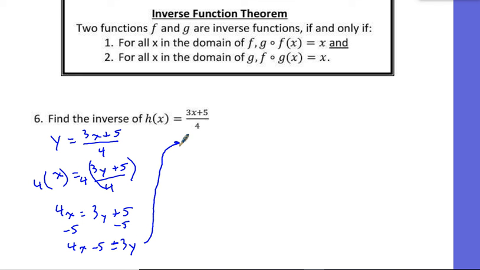I'll bring my work up here. Divide everything by 3 and have 4x over 3 minus 5 over 3 equals y. And then substitute h inverse of x in for y to give us our function notation again: 4x over 3 minus 5 over 3.